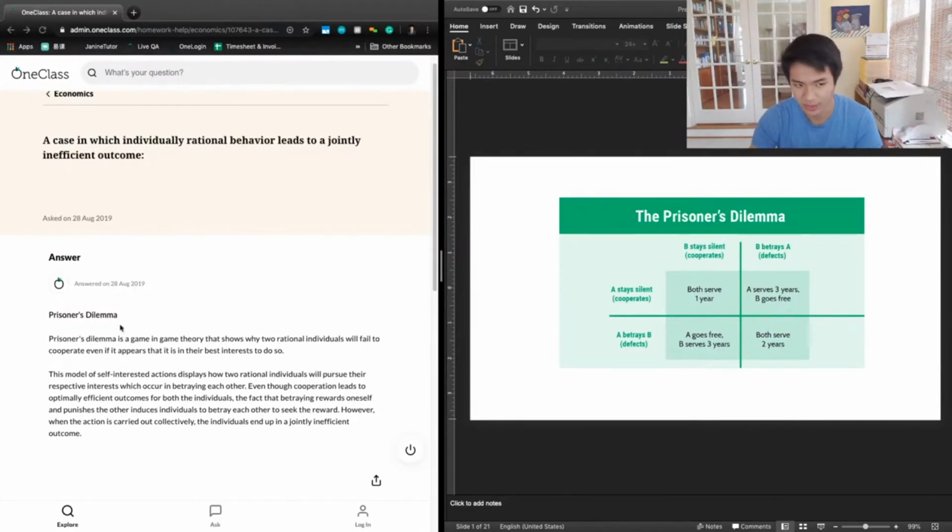Let's take a look at the previous tutor's answer. The previous tutor said the prisoner's dilemma is a game in game theory that shows why two rational individuals will fail to cooperate even when it appears that it's in their best interest to do so. These models of self-interested action display how two rational individuals will pursue their respective interests, which results in betraying each other, even though cooperation leads to optimally efficient outcomes for both. The fact that betraying rewards oneself and punishes the other induces individuals to betray each other to seek the reward. However, when the action is carried out collectively, the individuals end up in a jointly inefficient outcome.